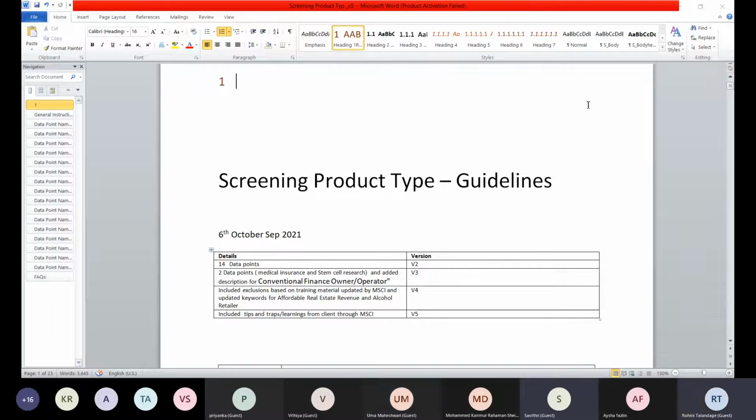Okay, I have completed this. We can go for the next. Yes. In the screening, the data points were over.